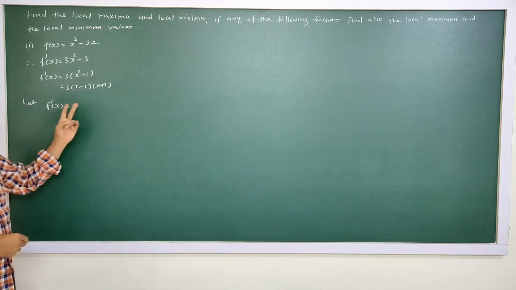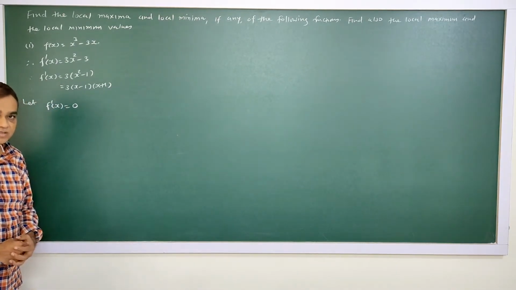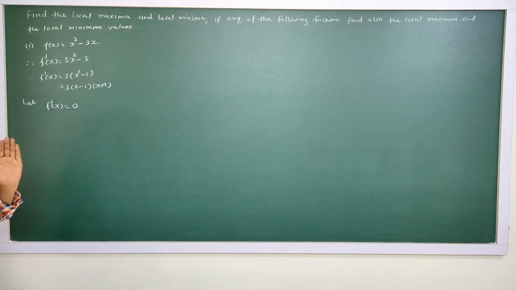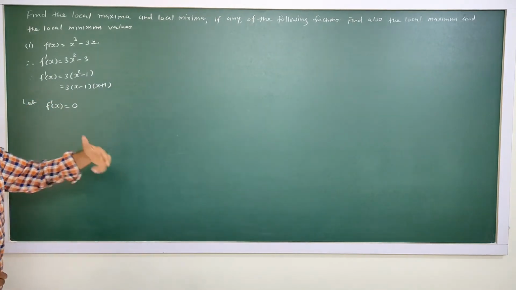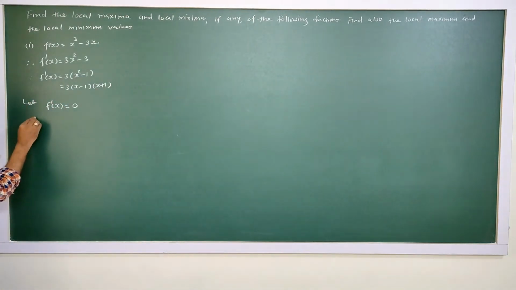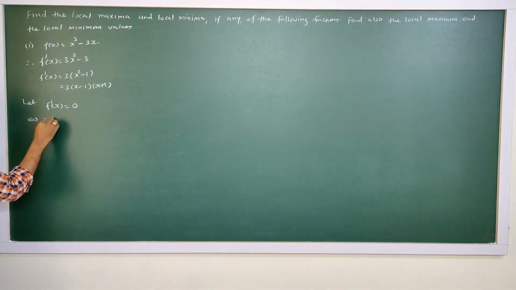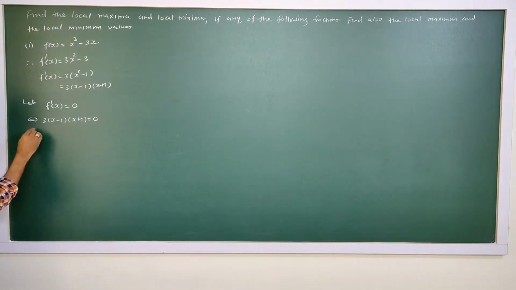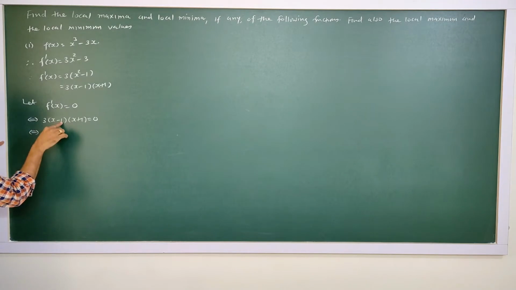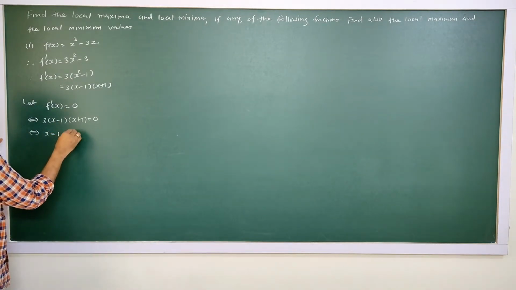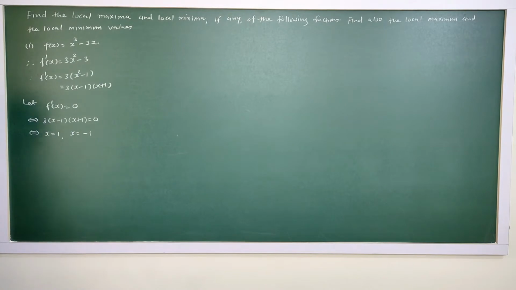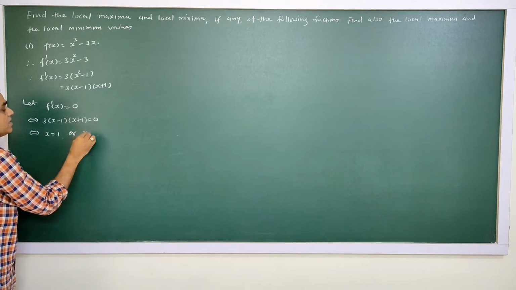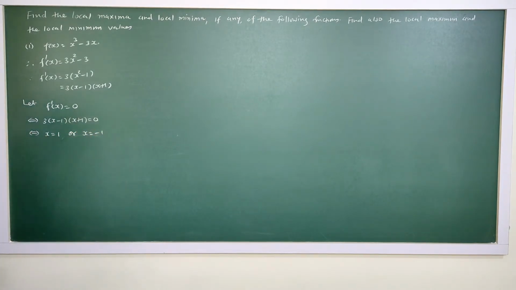Solution of f dash x equal to 0 gives critical points. At which numbers f dash is equal to 0, that means at which number the function is taking a u-turn, that we are finding here. So f dash x equal to 0 implies 3 into x minus 1 into x plus 1 equal to 0. That means x equal to 1 and x equal to minus 1. So x equal to 1, x equal to minus 1, these are critical points.